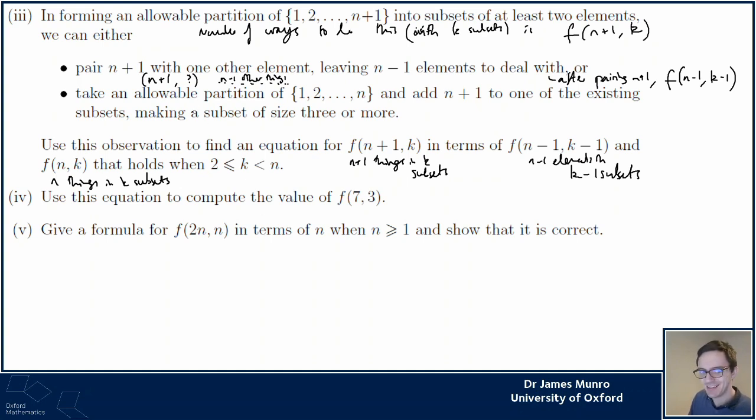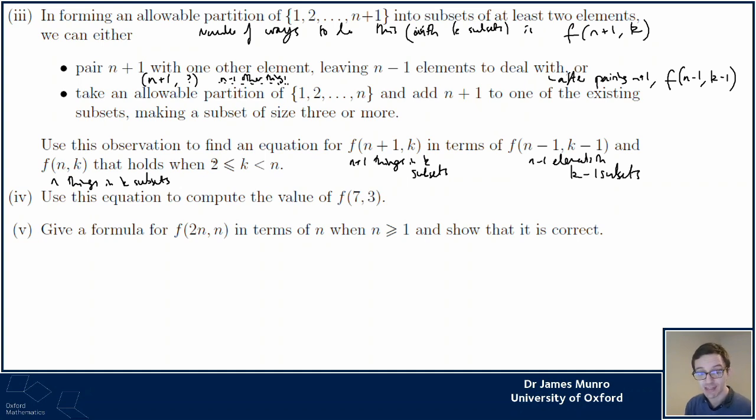Other possibility is that instead of pairing n plus 1 with just one thing, we pair it with lots of things. And in that case, we're thinking about having k subsets and having n plus 1 in with more than one other element. If that's the case, then we could remove n plus 1 and it would be an allowable partition because there would still be two other things left in there. This little subset over here is not okay if we remove n plus 1 because everything needs to have two elements in it. This would just be on its own.